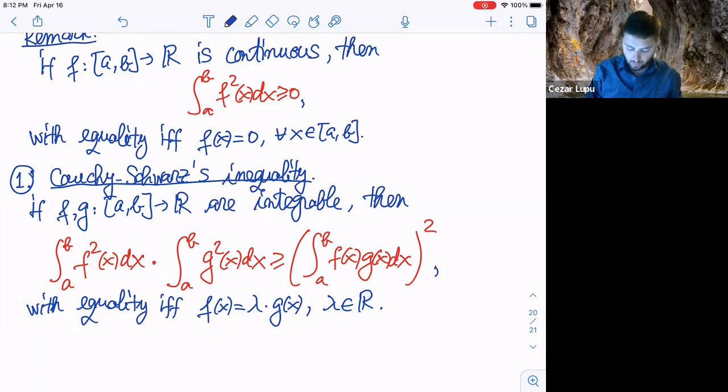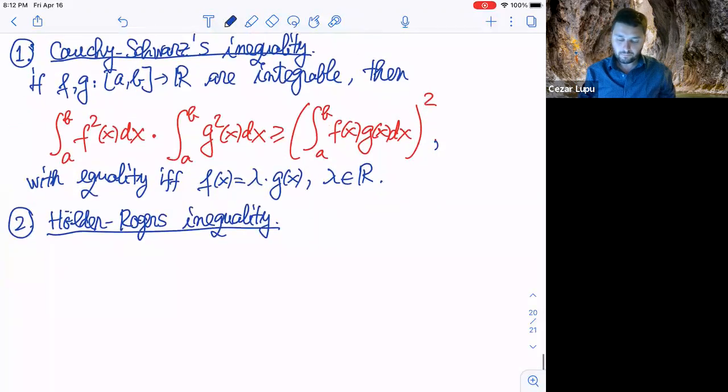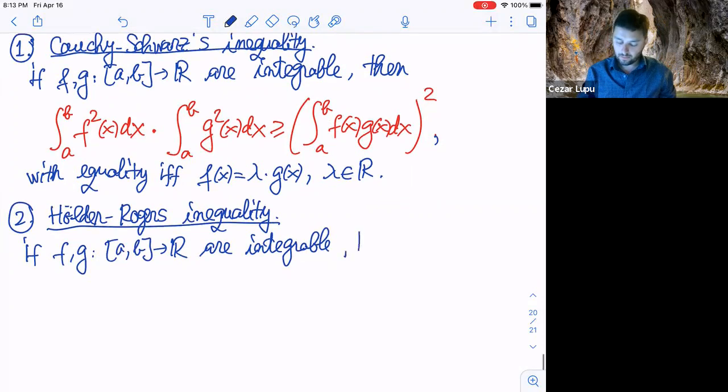The second one, which is a generalization of the Cauchy-Schwarz inequality, is Holder's or Holder-Rogers inequality. But usually this is known as Holder's inequality. Again, the same thing. So if f and g are defined on [a, b] and real valued or integrable, then we have the following inequality, and I'm going to write it in the following way.